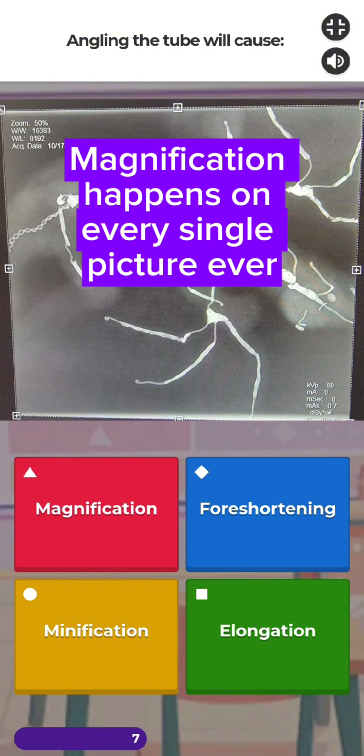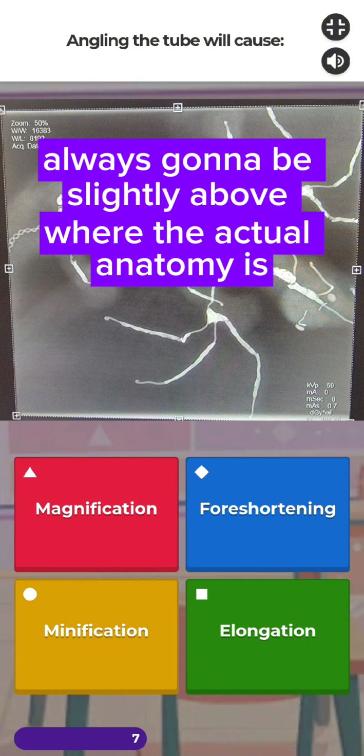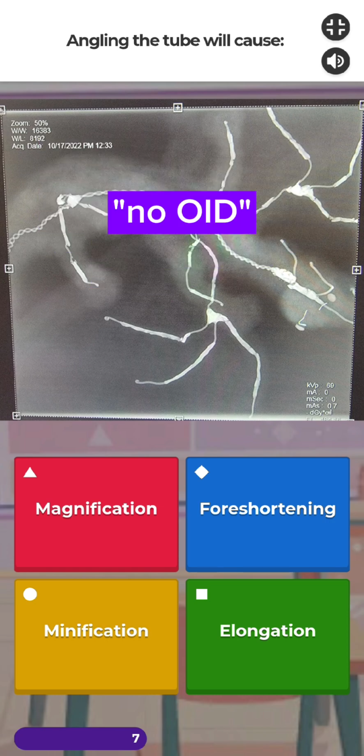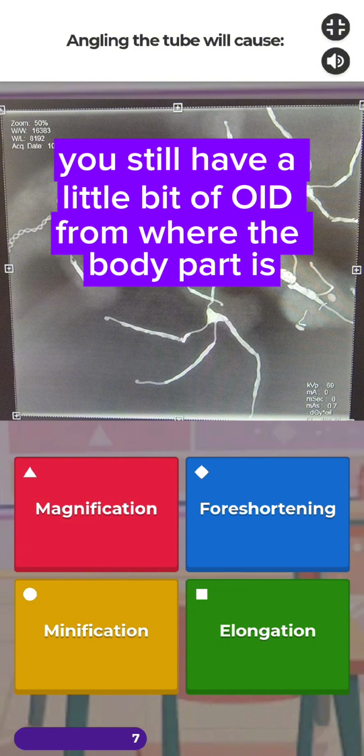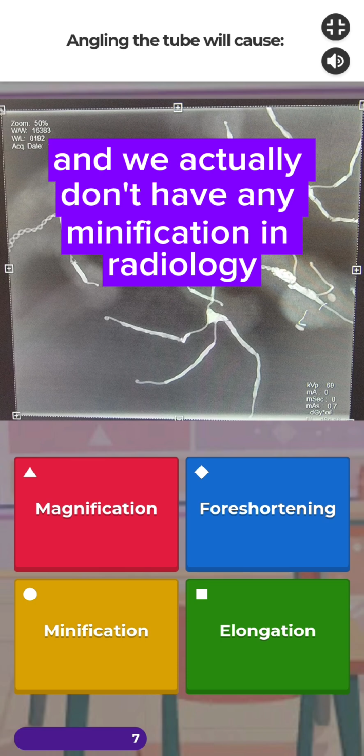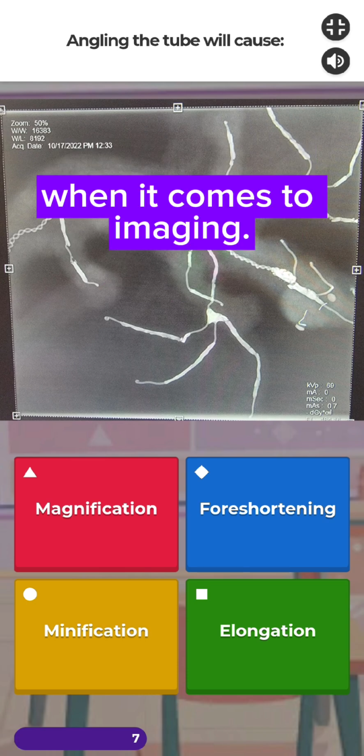Magnification happens in every single picture ever because we're always going to be slightly above where the actual anatomy is when we're recording it. Even if you have quote unquote no OID, you still have a little bit of OID from where the body part is to where the image receptor is. And we actually don't have any magnification in radiology when it comes to imaging.